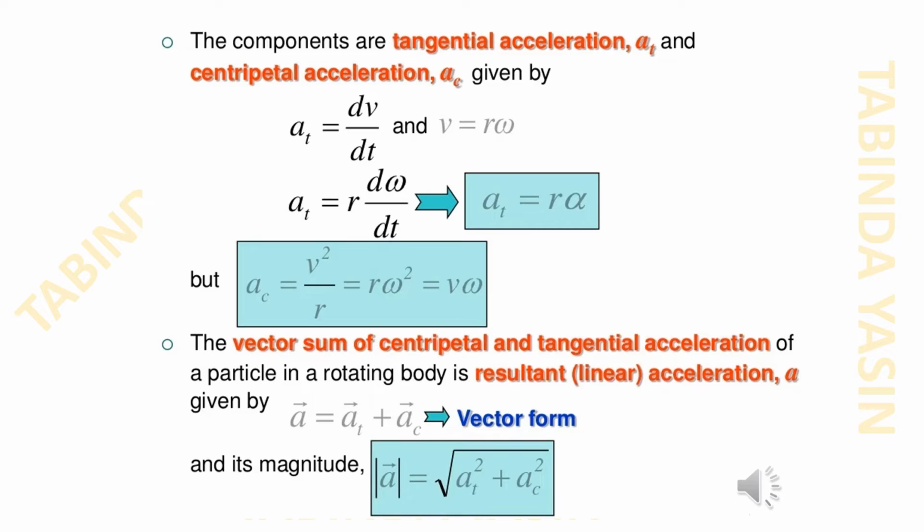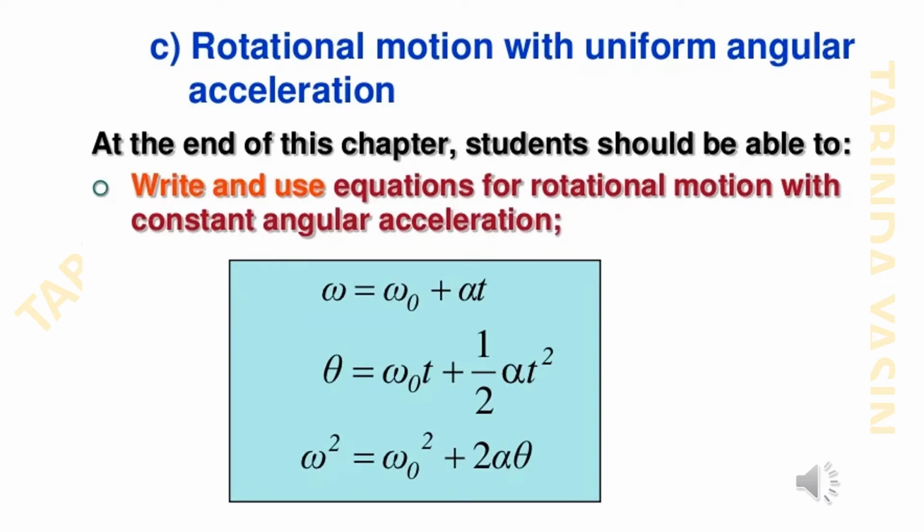The vector sum of centripetal and tangential acceleration of a particle in a rotating body is the resultant linear acceleration a by the head to tail rule. So we can write the sum of the two vector accelerations as a is equal to tangential acceleration plus centripetal acceleration, that is the vector form. So we find the magnitude of the resultant, that is the magnitude of a is equal to under root a_t square plus a_c square.